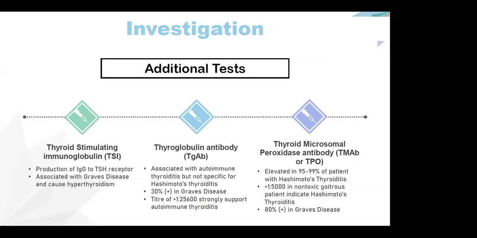And lastly, we measure thyroid microsomal peroxidase antibody, or we call it now thyroid peroxidase or TPO. So this antibody is elevated in 95% to 99% of patients with Hashimoto's thyroiditis. A very high titer of more than 1 in 5,000 in non-toxic goiter indicates Hashimoto's thyroiditis. Even though some patients with Hashimoto's thyroiditis are negative for this antibody, and this antibody is also positive in Graves' disease. So I think that's all for me.